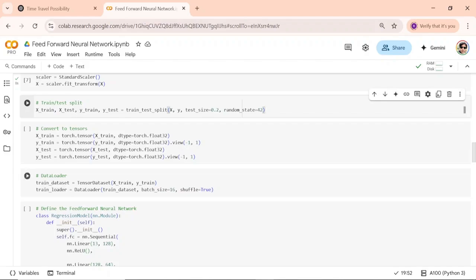Okay, let me execute it. So yeah, that's done. The testing and training split has been done, and the data set has been divided into two parts.